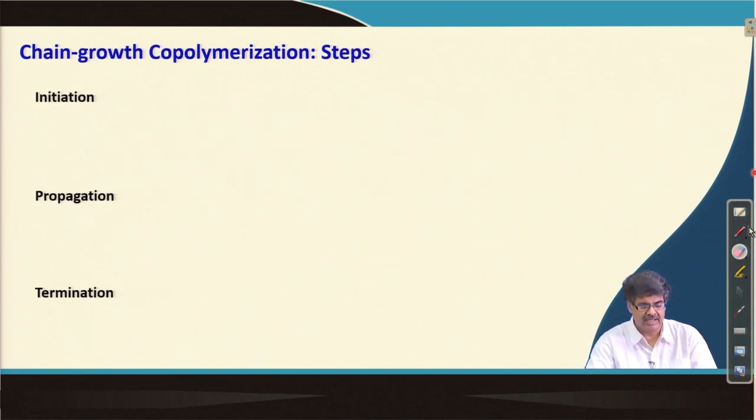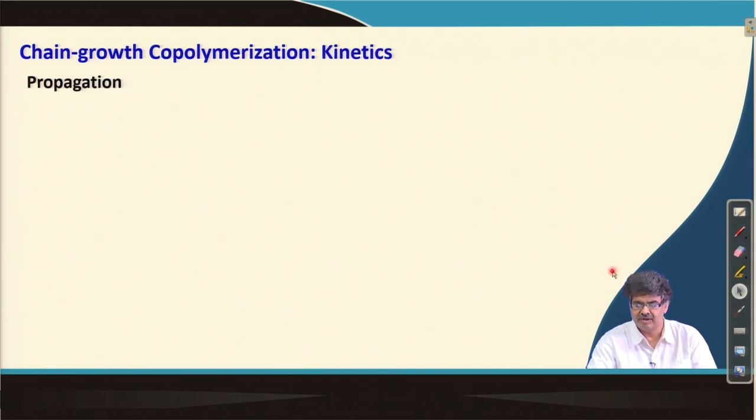So we'll move to the kinetics part of chain copolymerization. As we know, the rate of chain polymerization depends mainly on the rate of propagation, because almost all the monomers are consumed during the propagation step. So the rate of propagation will be equivalent to the rate of polymerization. With this, I'll stop here, and in the next lecture I will talk briefly about this chain copolymerization.